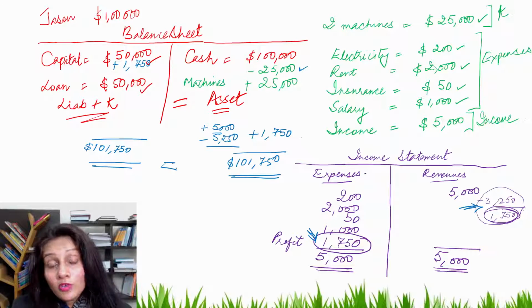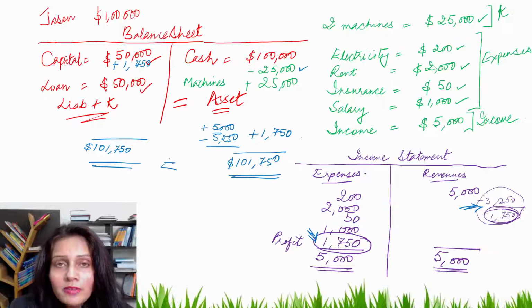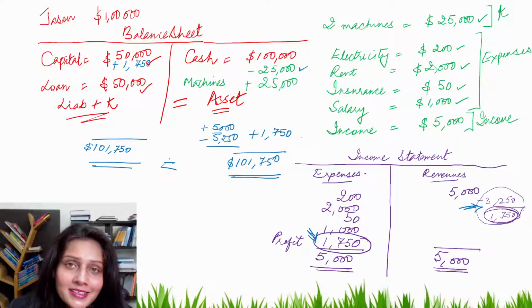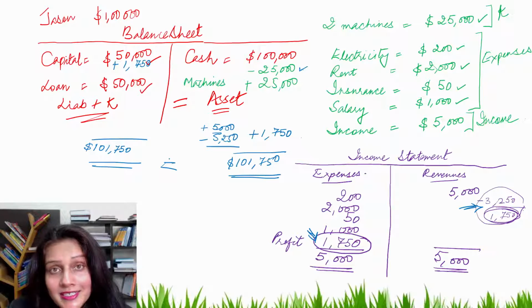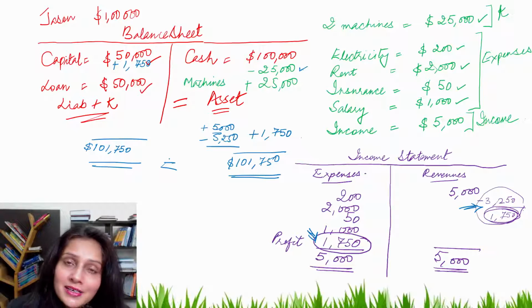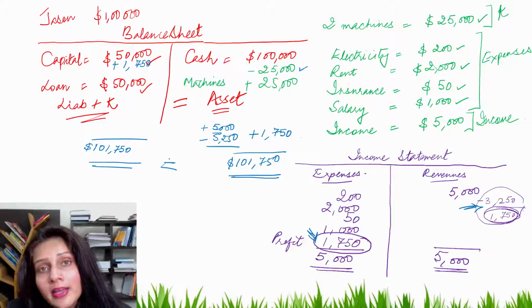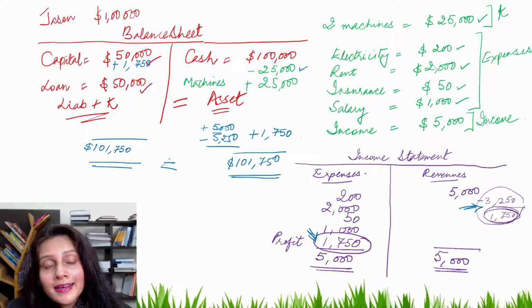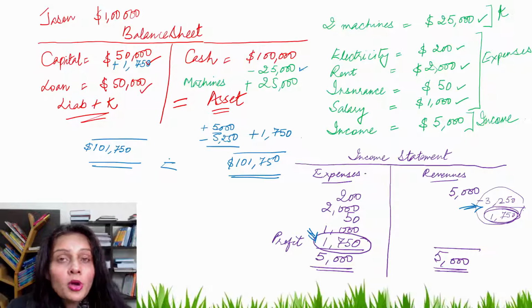So I hope this was clear. So this is how the various components of a business are represented in these two financial statements. So balance sheet and income statements are two very important financial statements of a company. They are prepared at the year end. However, they may also be prepared interim, either monthly or quarterly. Now let me show you how these statements look like for a company.